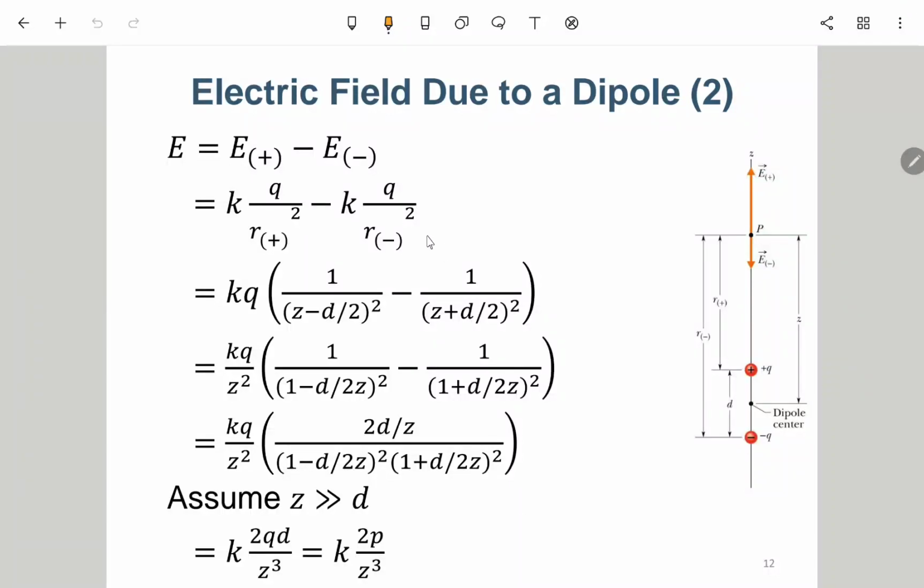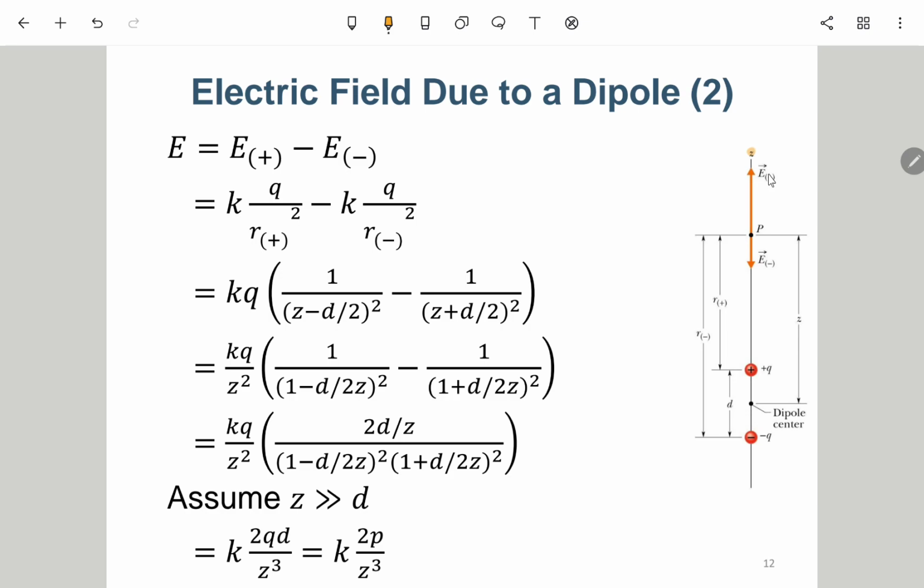Okay, so here we take a look at how to derive the expression k times 2p over z cubed. Here we have two charges. If we would like to calculate the E field on this z-axis, we calculate the E field generated by these two charges individually, and then we just add them together. And hopefully, on this z-axis, these two E fields will point in opposite directions.